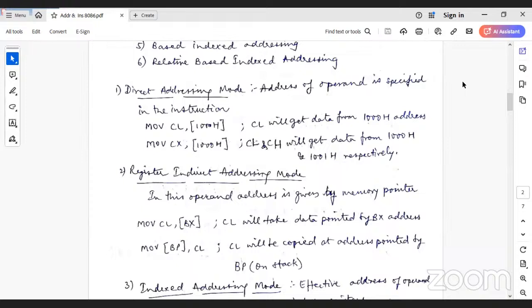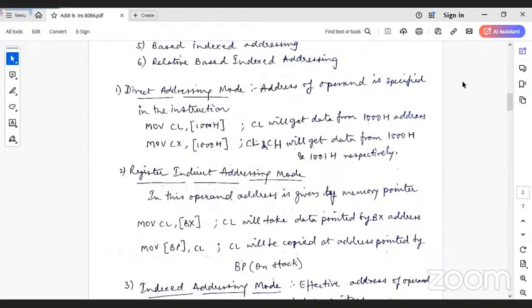Now if you see the instruction MOV CL, [1000H], it means the content of 1000H location will be copied to CL. The memory address is 1000H. In that, what data is there? That data 1000H is not copied, but the data which is present in the location 1000H will be copied into your CL register. So the data here is only 8 bits or 1 byte, which is copied into an 8-bit register CL.